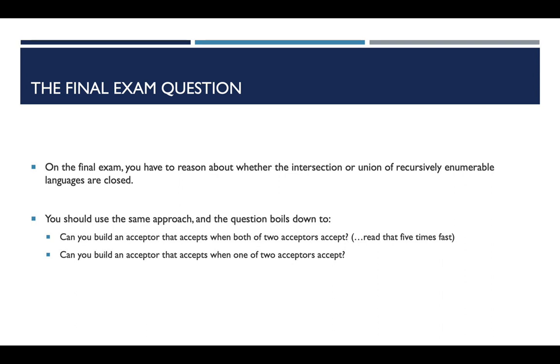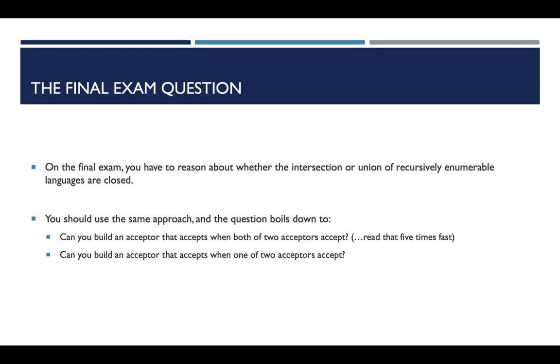So what you're trying to do is say, I have an acceptor for a language L1, I have an acceptor for a language L2. Can I build an acceptor out of those other acceptors that only accepts if both of those original acceptors accept? That is basically your tongue twister for the semester, but that's all you have to do.